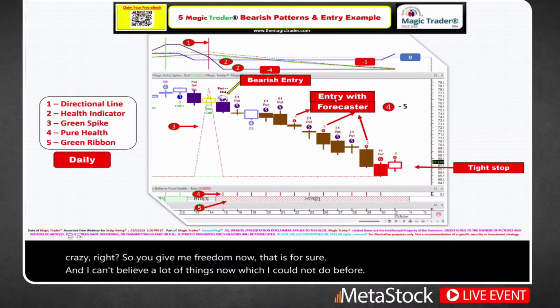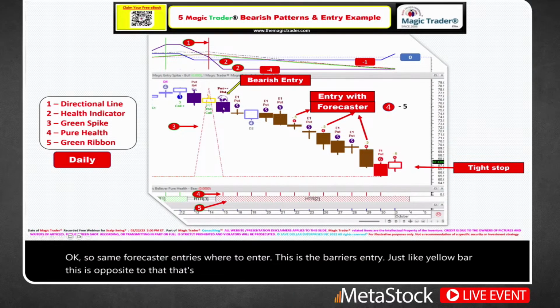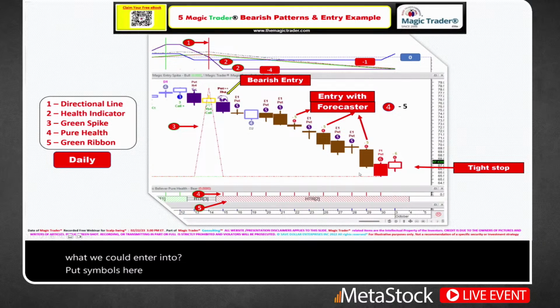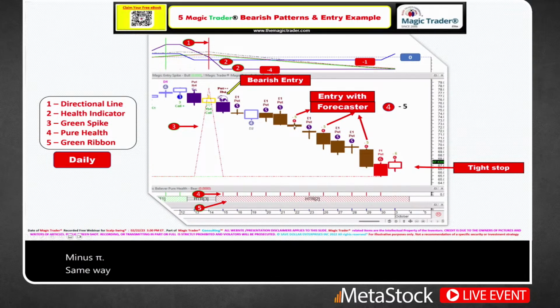Okay, so same forecaster entries, where to enter. This is the bearish entry, just like the yellow bar. This is opposite to that, the indigo bar. So we could enter here. Then we missed the boat, so what? We could enter into put symbols here, and it went down. So everybody who is trading puts, that's what that means.